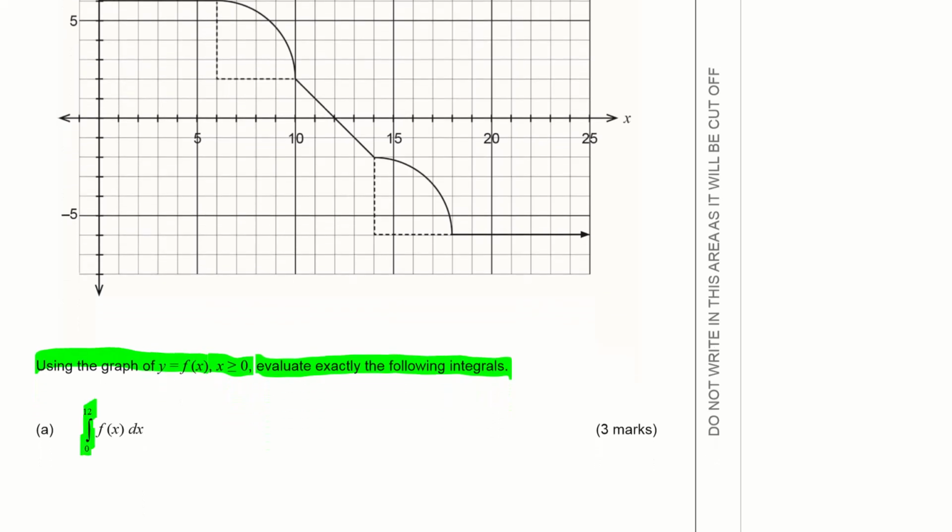So we have the integral from 0 to 12 of f of x dx. What we want is the area up to here. So I'm going to split that there, and then this square here is 6 times 6. And then I've got this little rectangle down here, which is 1, 2, 3, 4 times 2.